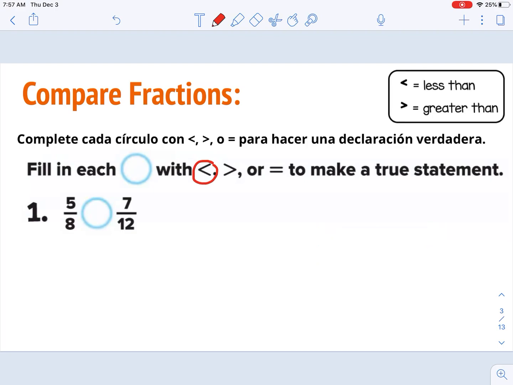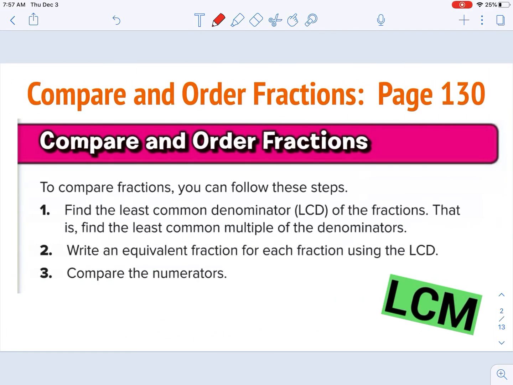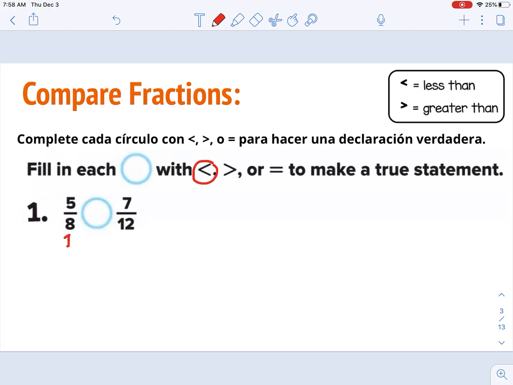Okay, so let's look at this example. We have 5/8 and we have 7/12. Usually I like to look at them and see, is any of them bigger than a half or not bigger than a half? And they both are. So we need to figure out which one is the bigger one. And to do that, we're going to look at that first step again. It says find the least common denominator, the least common multiple of the denominators. So let's look at our denominators. We have an 8 and we have a 12. So we want to find out what is the least common multiple of those two numbers.